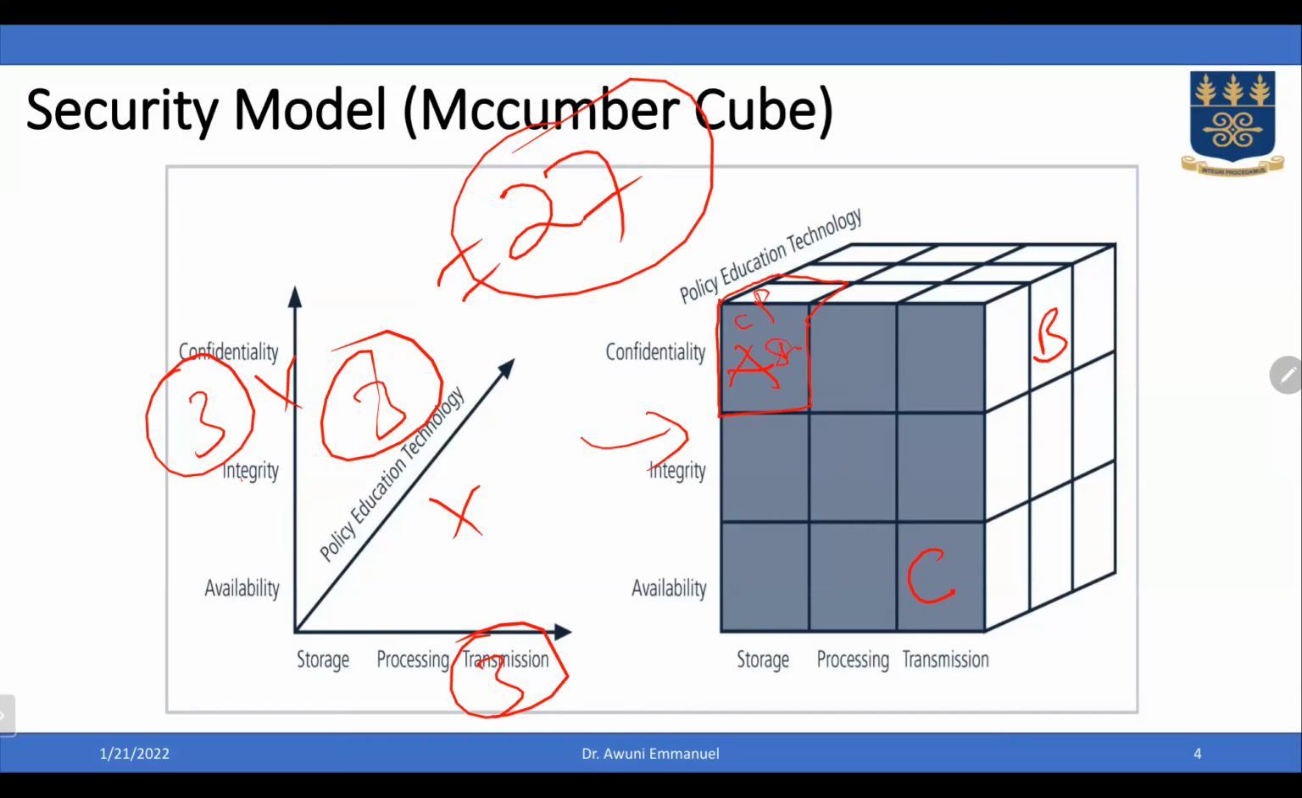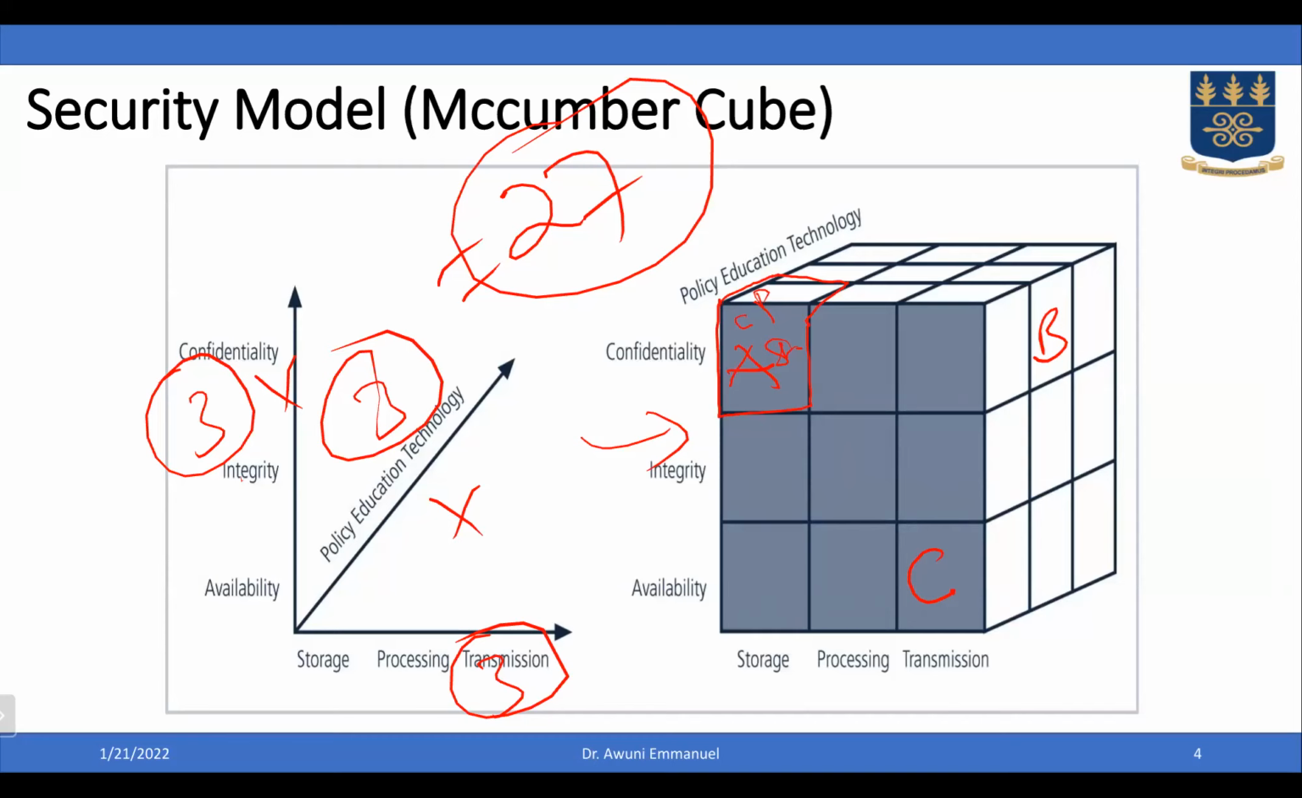Storage. Now, the interpretation is that for you to protect information assets in the organization, you need to ensure confidentiality of the information assets in storage by developing policies to guide it. That's one about the cube. So that is one of the gaps when it comes to protection of information assets in an organization.